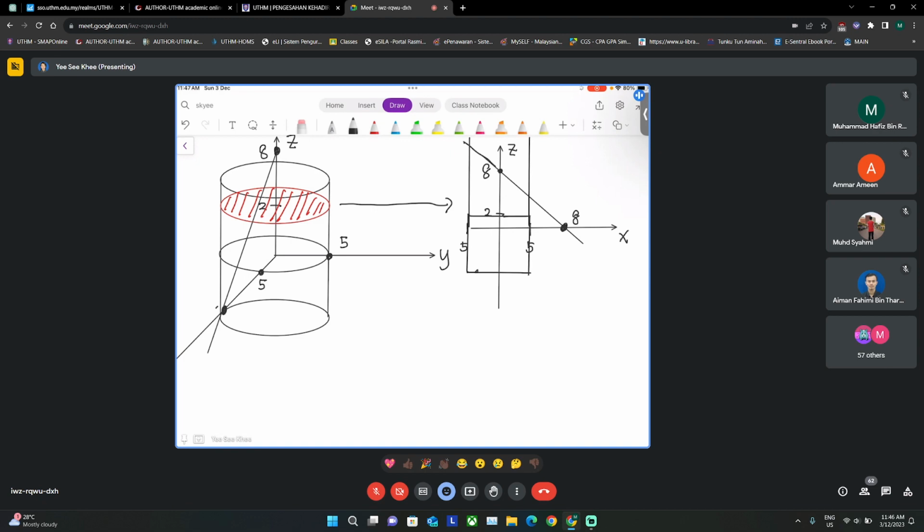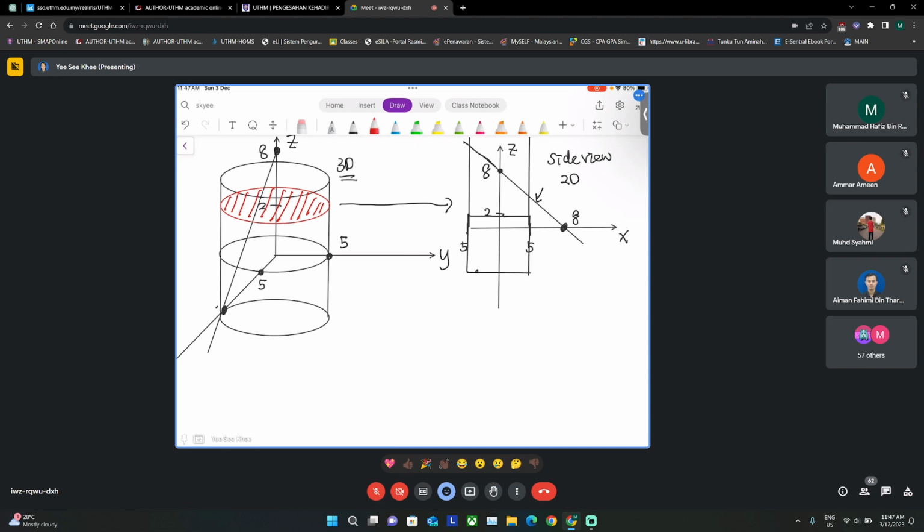So this is how the plane actually slices the cylinder. This is a side view, a 2D view. And this is 3D. That's why you see the cylinder in 3D is in circular shape, but this is a rectangular shape, because it's a side view. Okay, so you can see this plane slice the cylinder, and you have one more plane here.